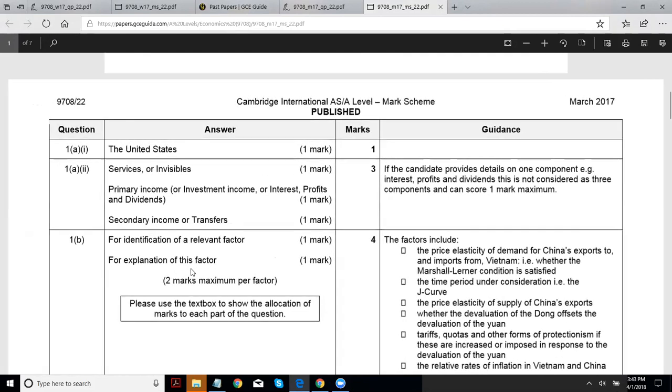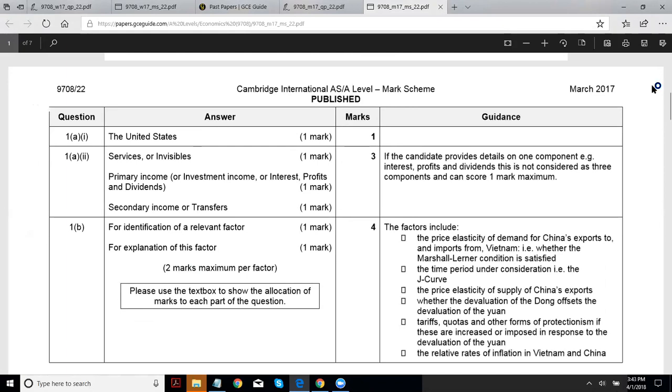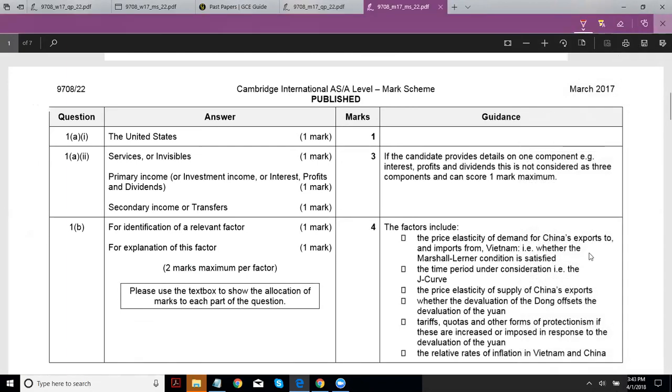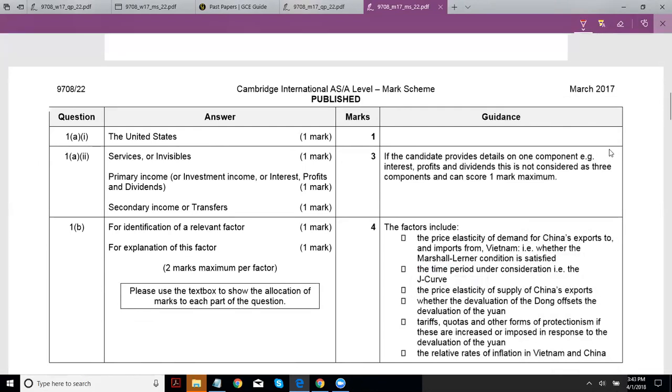And so factors include the price elasticity of demand for China's exports to and imports from Vietnam, i.e. whether the Marshall Lerner condition is satisfied. This is basically what we said, so yeah, we're good. In fact, they would even credit whether or not you took the time period. Normally in the short run, things could be inelastic and might not meet the Marshall Lerner condition, but it isn't necessary, right? So you could still make these into 2 different factors: yes, there's the Marshall Lerner condition, but you can also talk about long run and short run.